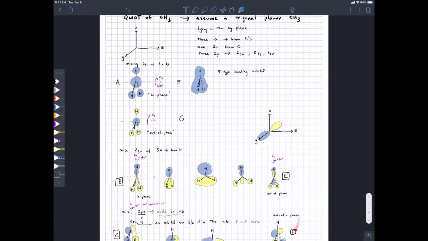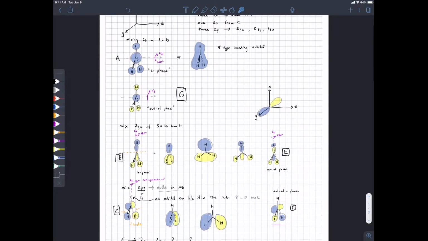Well, let's see. E and F have P character, so it will turn out that the relative energy level between G, E, and F is not going to be important. We're not going to really worry about that. So I don't actually have a good answer for you based on any sort of direct principles as to why G would be higher in energy than E or F.